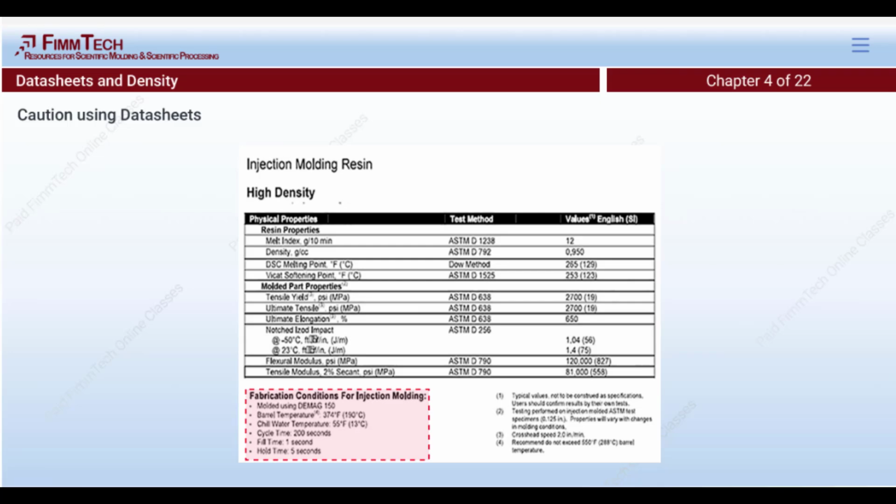Also, there's another disclaimer. It says typical values not to be construed as specifications. Users should confirm results with their own test. This is a very important disclaimer that they give you, which tells us that basically these values, again, do not really trust them, go do your own studies, which again does not make a whole lot of sense. And therefore you need to be very careful with data sheets.